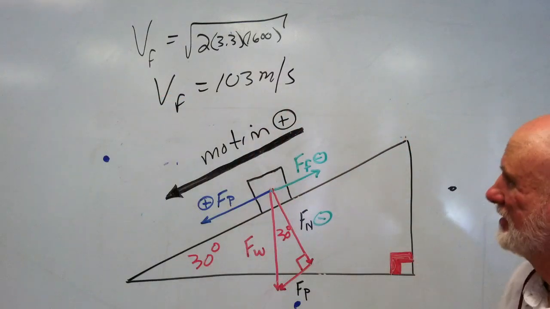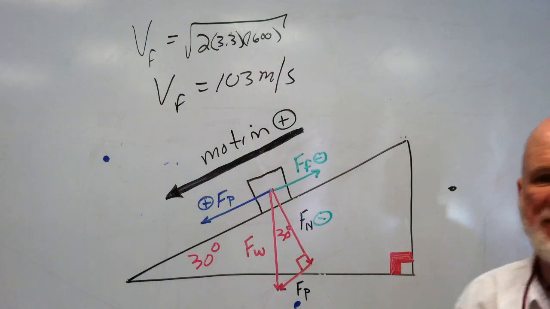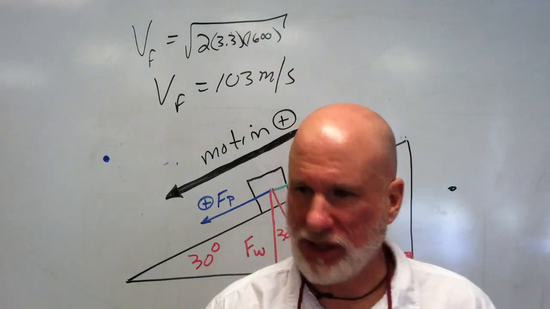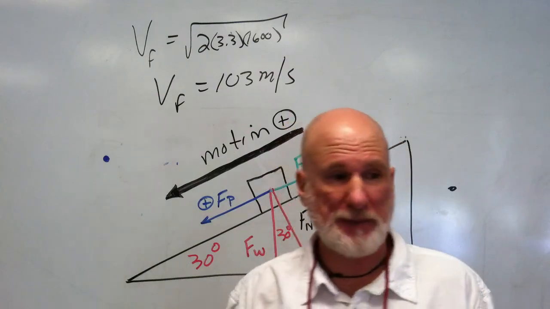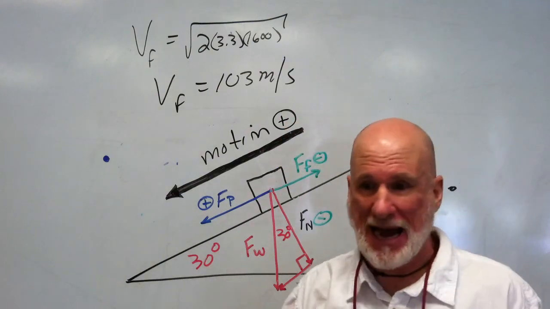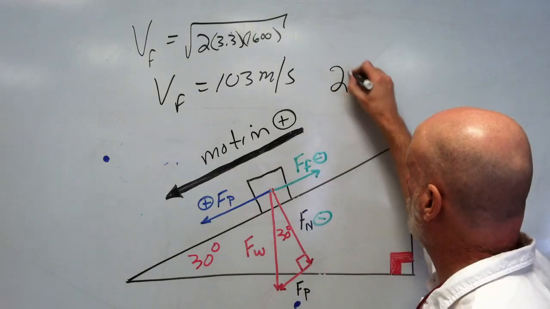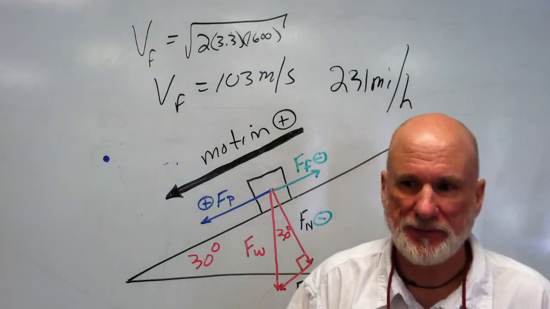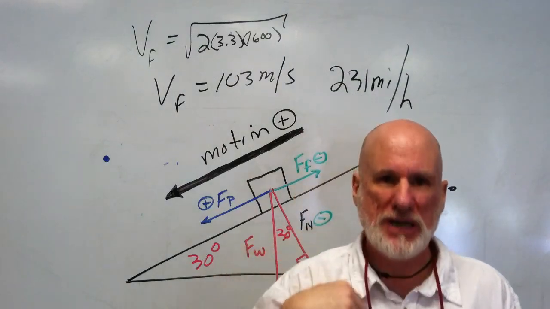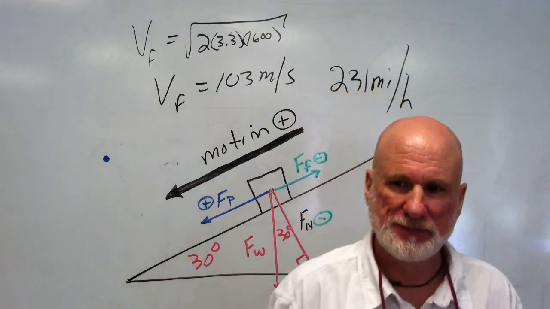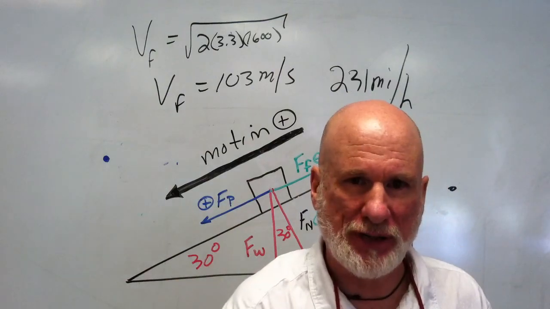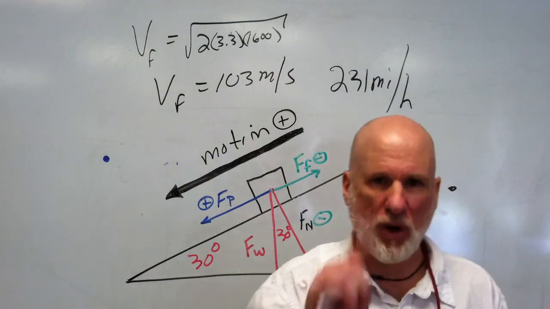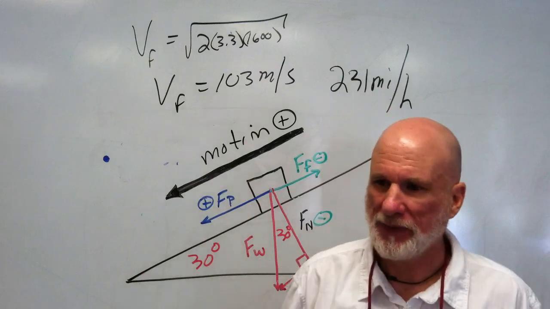It's really fast. Means nothing to you Americans. 103 meters per second in miles per hour is going to be 231 miles per hour. Very fast. I would not want to do that. Mile-long banister, avoid them. All right, now, that's it.